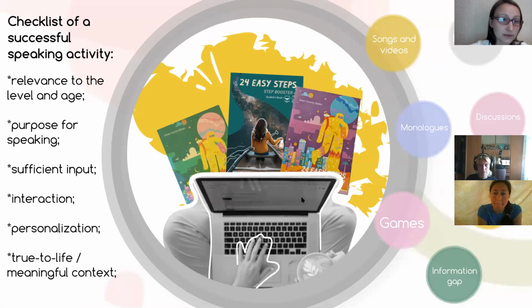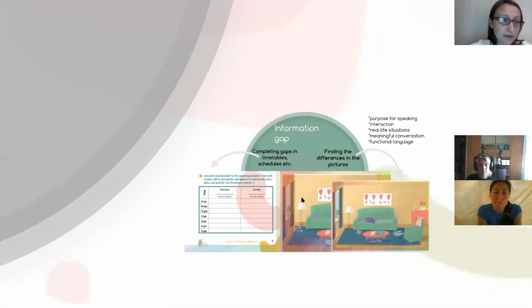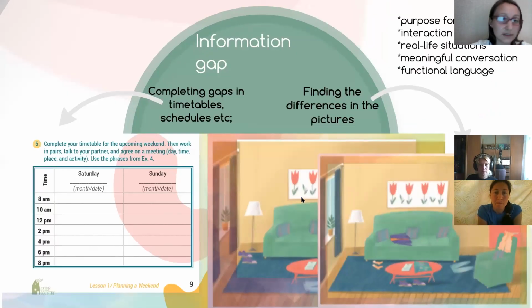information gap. Yeah, information gaps, of course, might be different. Why I like them? Again, because it has purpose for speaking. It has interaction. Actually, I put examples here only for pair work, but it might be mingling, it might be even group work. So any kind of interaction you can use.